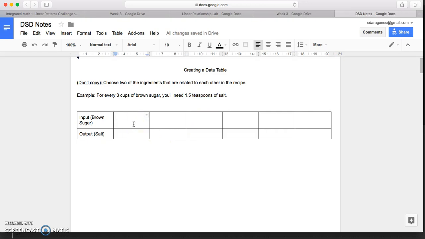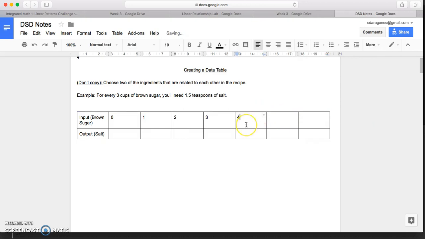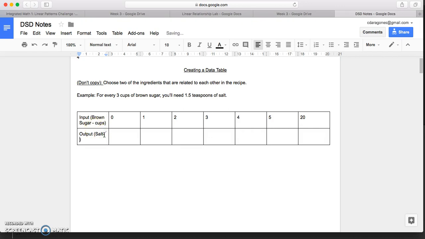Okay, then you're going to label your first column 0, then go up to 3, and then, oh, I'm sorry, I want us to add another column here. You can do 4, 5, and then 20. It's really important to always put the units we're using. Our brown sugar is in cups, and our salt is in teaspoons. We need to know the units, because if I say for every 3 of sugar you need 1.5 salt, what does that mean? 1.5 cups? 1.5 tablespoons? So it's really important to always put your units. Brown sugar is in cups, salt is in teaspoons.